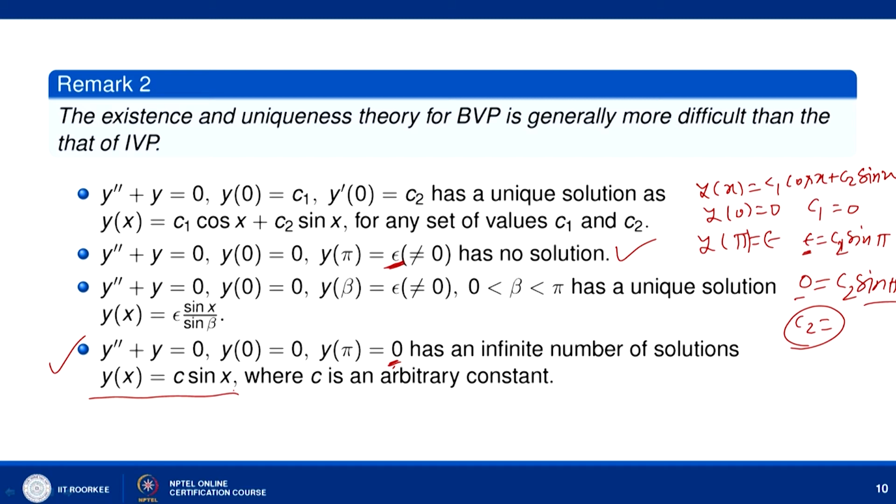So here we have just changed the boundary condition a little, but in place of no solution, now we have infinitely many solutions. So that is very strange for this boundary value problem.